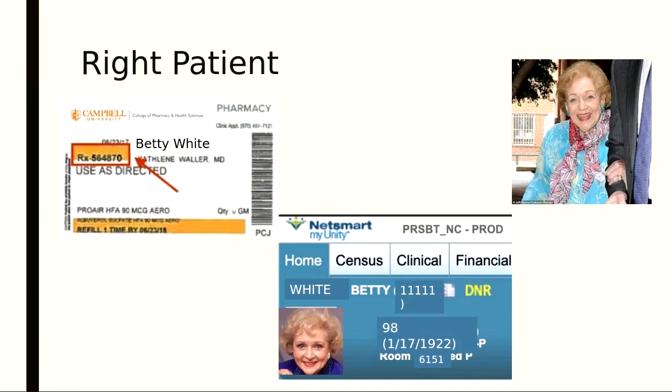But what if this patient, the order or medication label read for Rose Nyland? Would that in fact be the right patient? I'll allow you to consider that on your own, particularly if you're familiar with the Golden Girls.